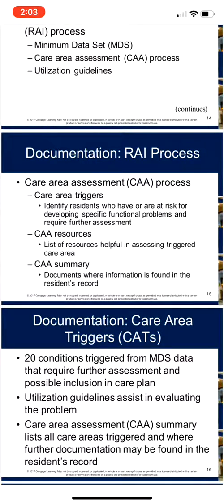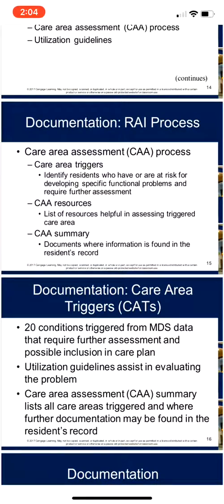care plan. A key element of this process involves the care area triggers, specific resident responses for one or a combination of MDS elements. The triggers identify residents who have or are at risk for developing specific functional problems and require further assessment. So as of this writing, there are 20 care area triggers.